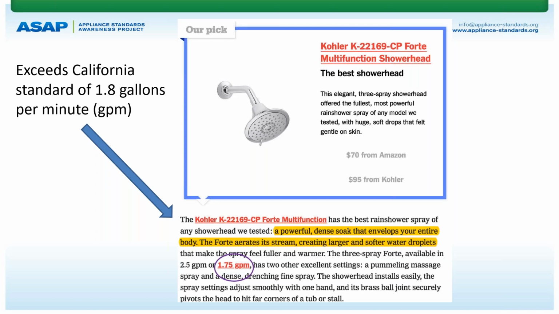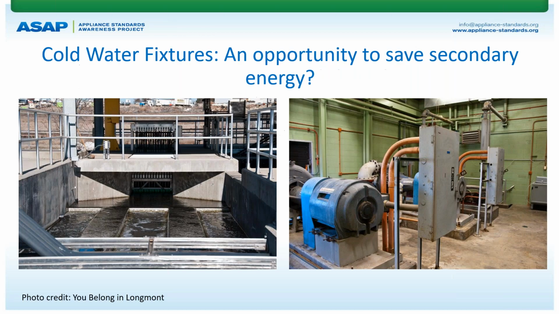This slide shows the top pick from a popular product review website that's owned by the New York Times. Among all the showerheads that this reviewer could have chosen, they found that the best and most satisfying showerhead was one that beat even California's most stringent standard of 1.8 gallons per minute.